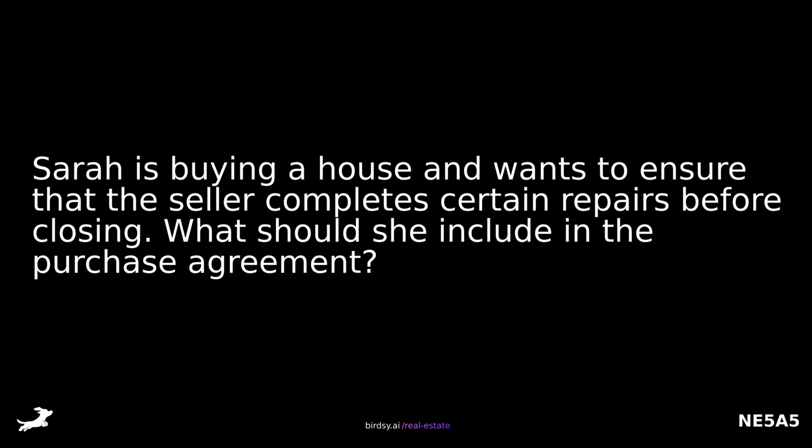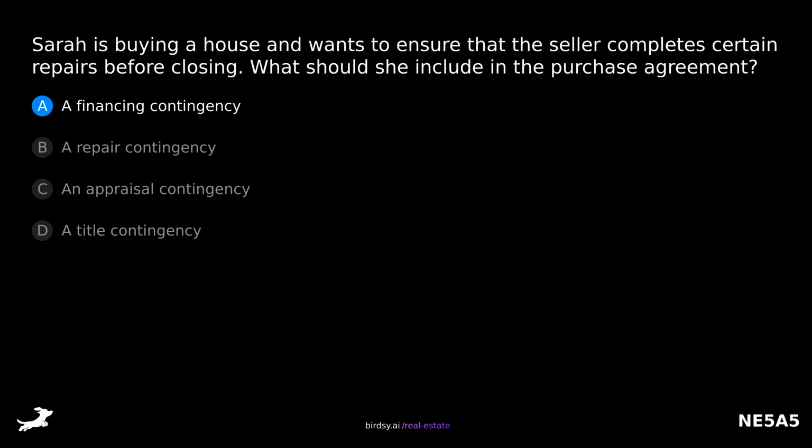Sarah is buying a house and wants to ensure that the seller completes certain repairs before closing. What should she include in the purchase agreement? Is it A, a financing contingency, B, a repair contingency, C, an appraisal contingency, or D, a title contingency?